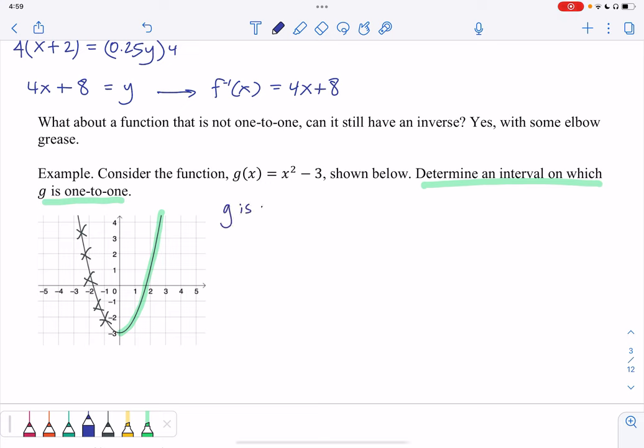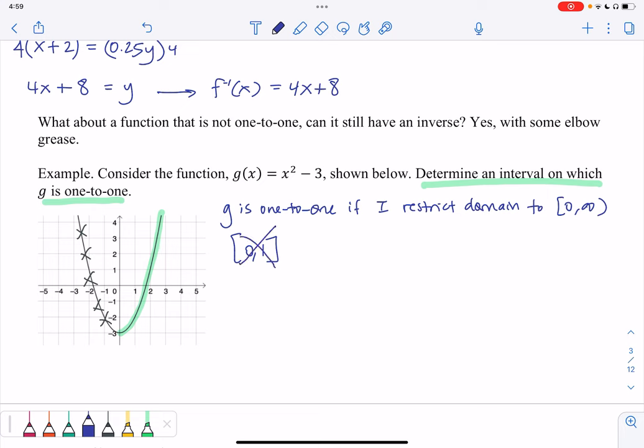g is one-to-one if I restrict the domain to starting at 0 and going all the way to infinity. Now, why did I pick this? Well, I could have just picked everything to the left of 0, and that's dealer's choice. But what we like about picking this interval, what about the interval 0 to 1? Well, then I don't get the whole range, so I don't want to pick something like that. I pick 0 to infinity because then I get the whole range. And so I'm not being cheated out of the range, even though I am limiting my domain.